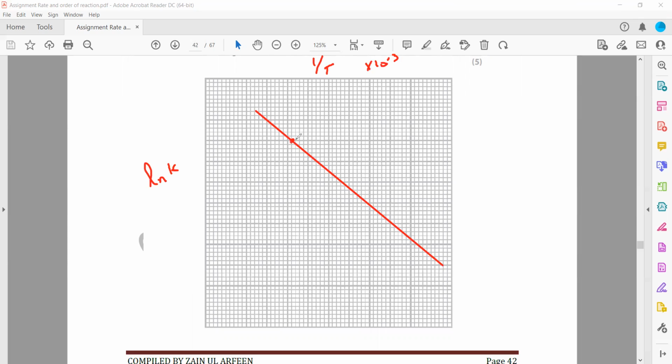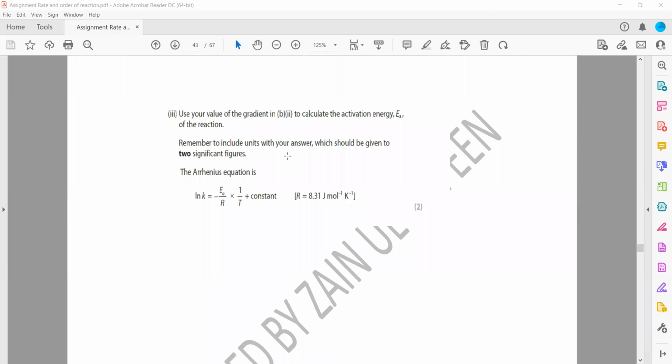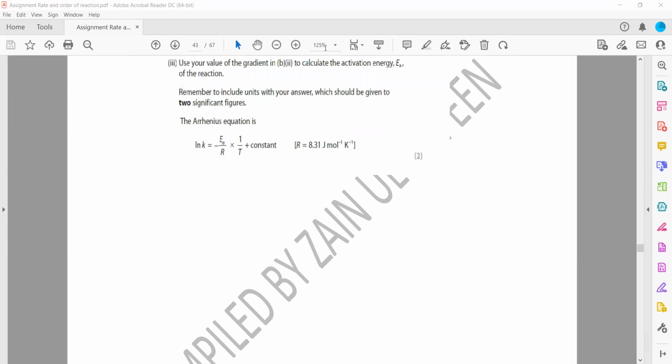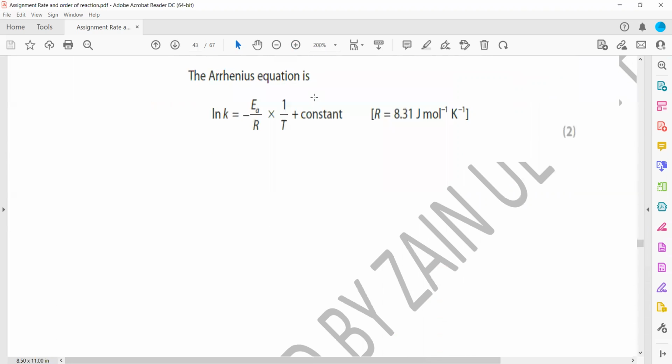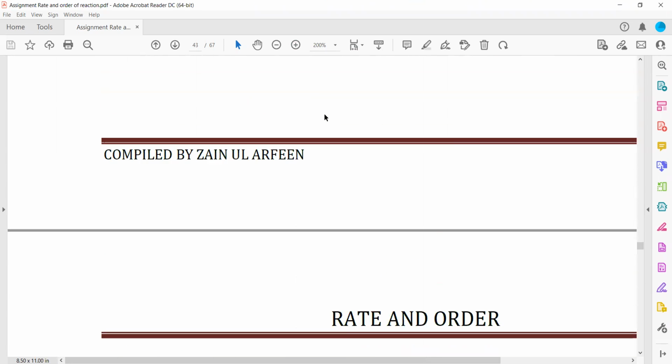When you take 2 points to get the gradient, y2 minus y1 over x2 minus x1, you will substitute these x2 and x1 values. If the value is 3.3, you will not write only 3.3, you will write 3.3 exponent minus 3. So in the calculation, you should include those values. Then use your value for the gradient to calculate the activation energy. So what is activation energy? Gradient multiplied by R will give us the activation energy.